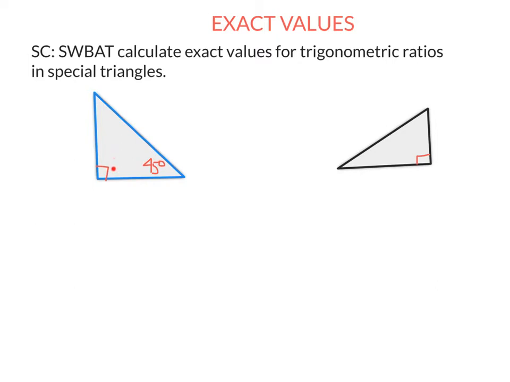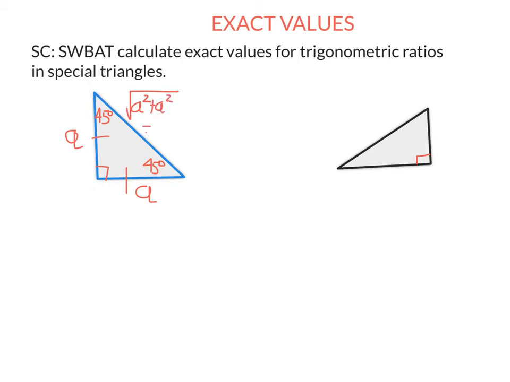So let's look at this triangle here. It's right-angled with one angle 45 degrees. Because the angles need to add up to 180, this third angle must also be 45. This is a right-angled isosceles triangle because it has two equal angles, and that means it will have two equal sides. So this side here and this side here will be equal. I'm going to call this side A. This side here will also be A. So using Pythagoras, the hypotenuse will be the square root of A squared plus A squared.